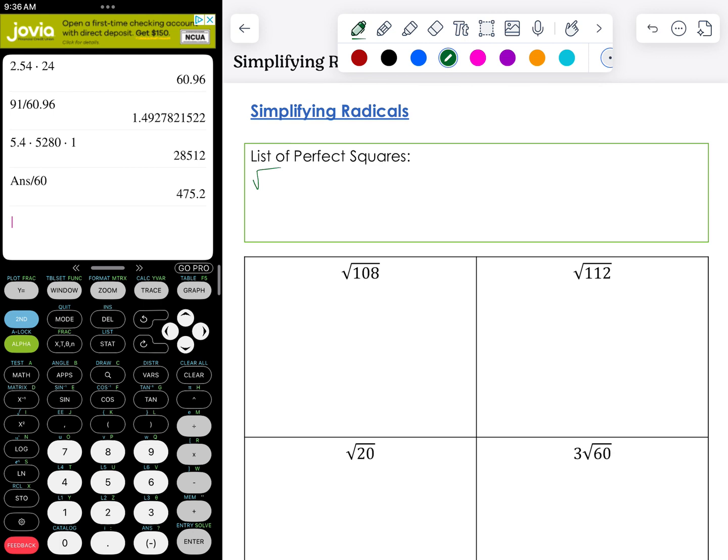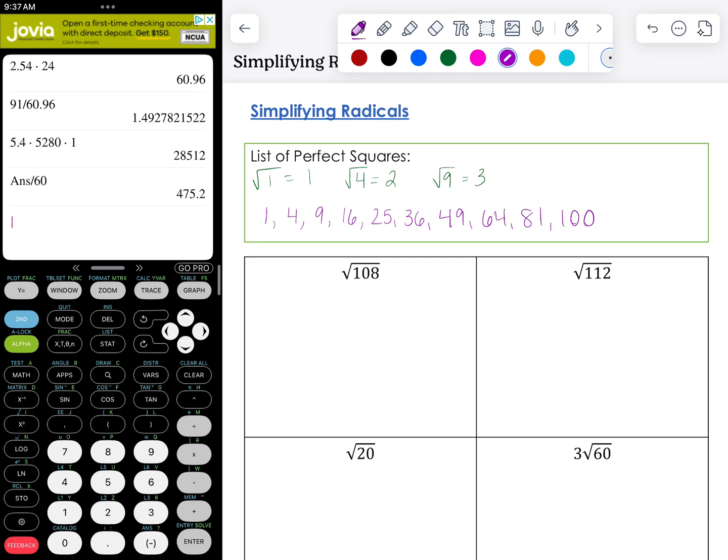So for example, the square root of 1 is 1, because 1 times 1 is 1. 2 times 2 is 4, so the square root of 4 is equal to 2. 3 times 3 is 9, so the square root of 9 is equal to 3. So let's make our list of perfect squares as 1 times 1, 2 times 2, 3 times 3, 4 times 4, 5 times 5, 6 times 6, 7 times 7, 8 times 8, 9 times 9, 10 times 10.